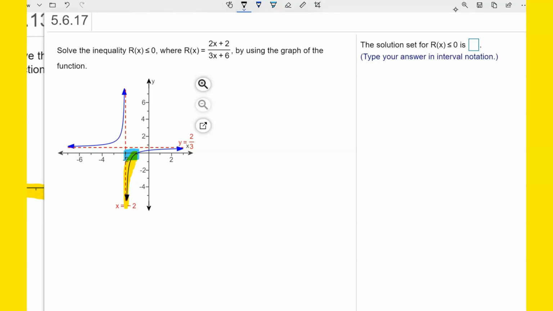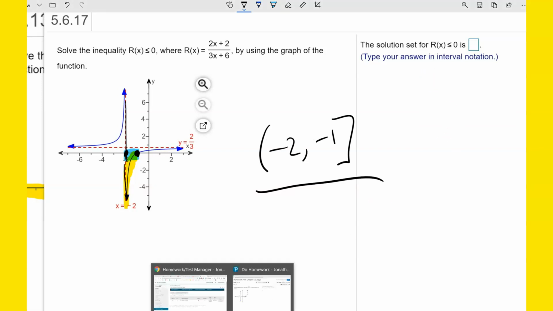So from here to here. So -2 to -1. I will not include the -2 because -2 is where we have an asymptote and we have this identity crisis. So can't say anything about the -2 to include it. But I will include the -1 since it's less than or equal to 0. So -2 to -1 should be the answer to that one. All right, let's go on to the next one.